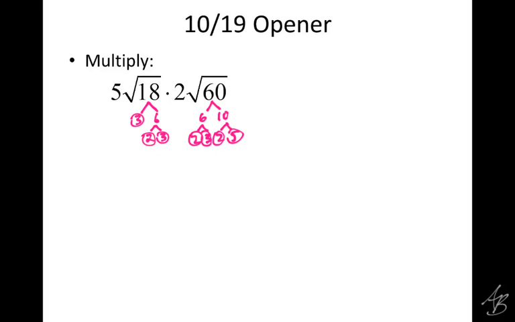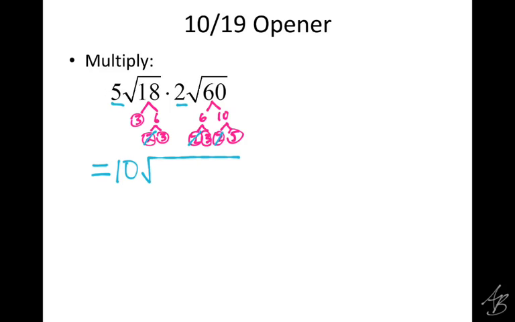Alright, so the first time I rewrite this, I'm going to multiply the coefficients together. So the coefficients are the 5 and the 2, and 5 times 2 is 10. And then I'm also going to multiply the radicands together, but I'm not really going to multiply them together. So what I'm going to do is I'm going to take the factors for the 18 and the factors from the 60 and put all those together. Now we want to make sure we do it in order. So what order are they going to go?